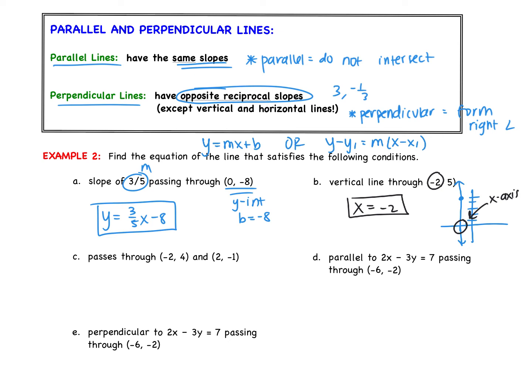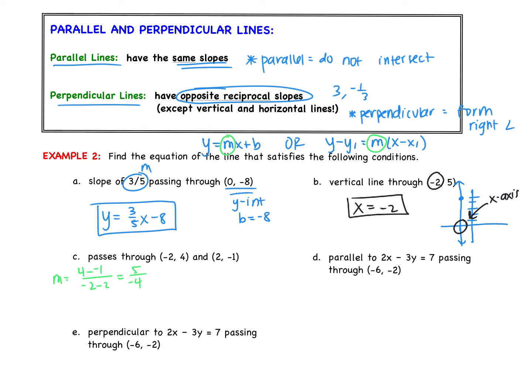For C, passing through negative 2, 4 and 2, negative 1. Both forms that we have above of a line require slope. So no matter what we're writing the equation of, we need slope. I'm going to start by finding the slope between these two points. Y minus y, so 4 minus negative 1, and then negative 2 minus 2. In the numerator, I get a positive 5, and the denominator, I get a negative 4.